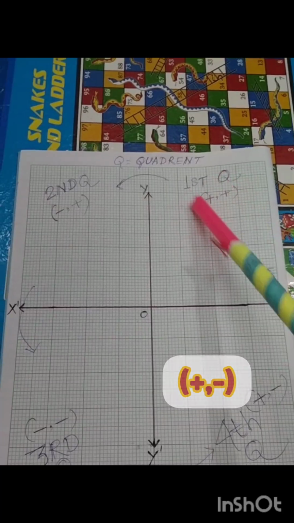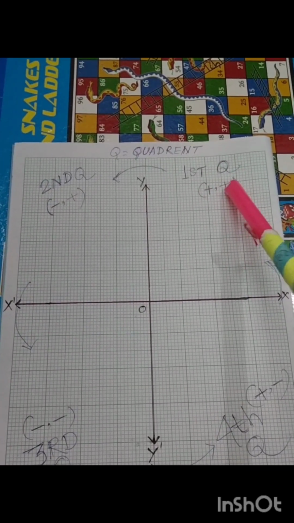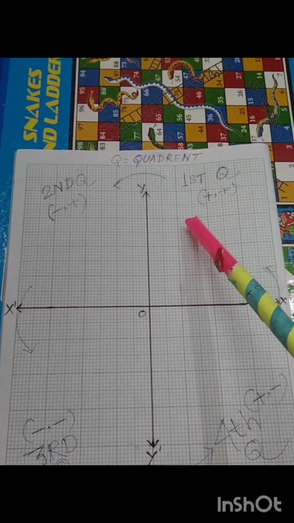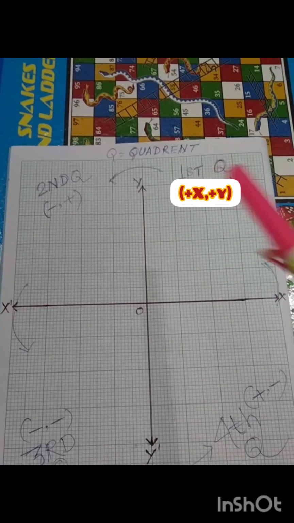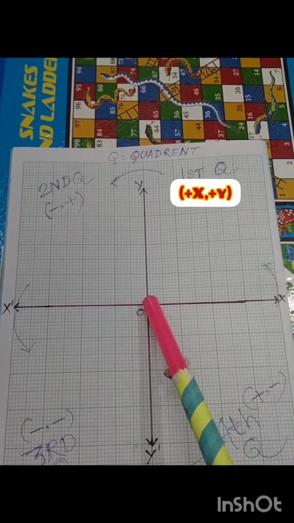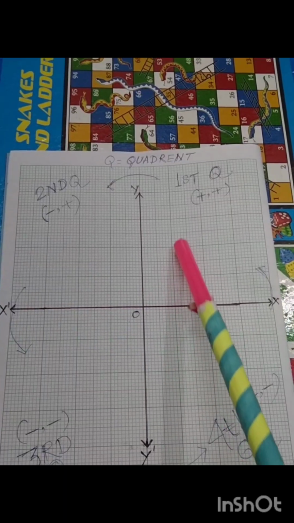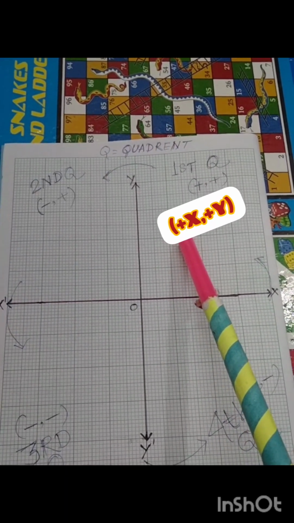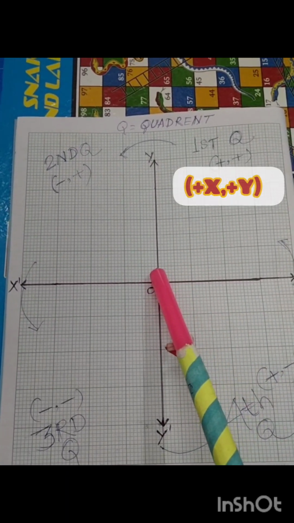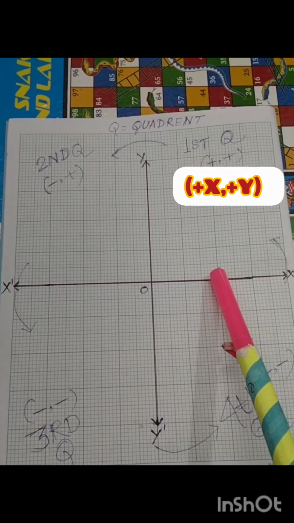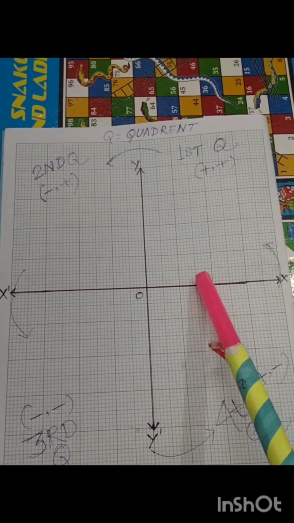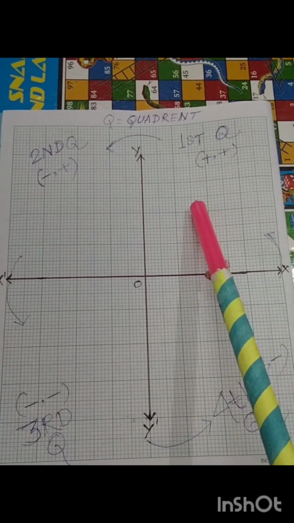And this is the plus quadrant. That is, if we want to come to any point in this first quadrant, we have to first move to the right side of the x-axis and then we have to move onwards. Previously I have said that if we move to the right side, that will be the positive x-axis, and if we go upwards, that will be the positive y-axis.